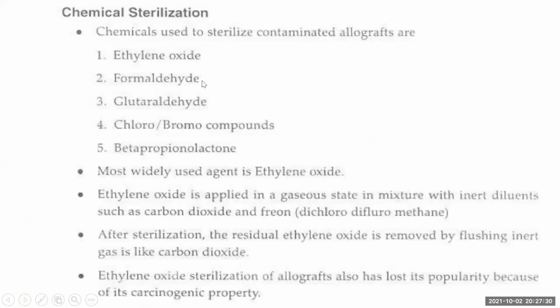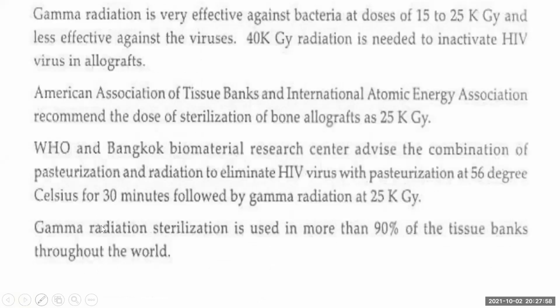The chemicals that are used are ethylene oxide, formaldehyde, glutaraldehyde, chlorobromo compounds, beta-propiolactone. Most widely used is ethylene oxide, but nowadays it is not used because of the increased risk of carcinogenicity. Ethylene oxide is applied in gaseous state in mixture with an inert diluent like carbon dioxide and freon. After sterilization, the residual ethylene oxide is removed by flushing inert gas.